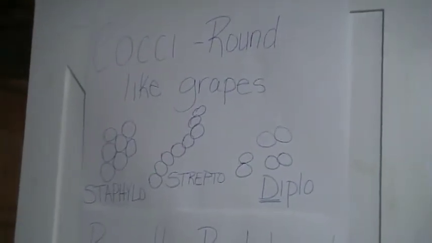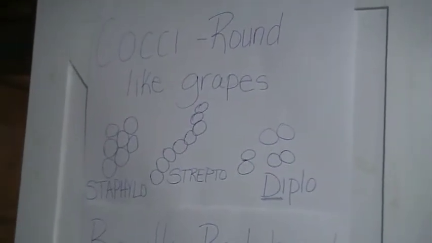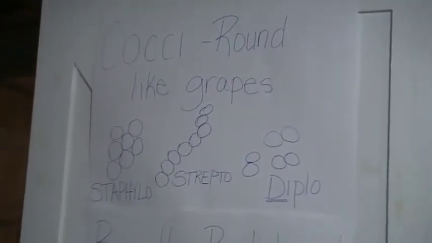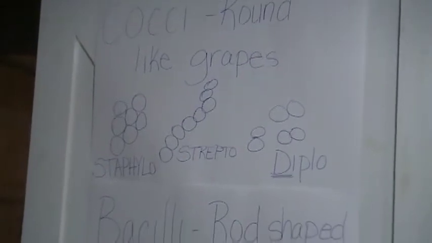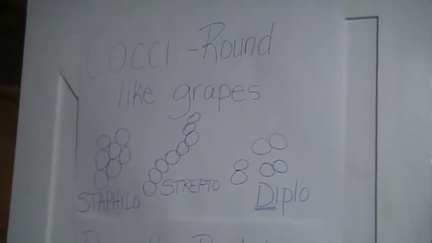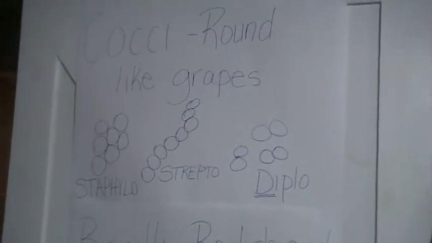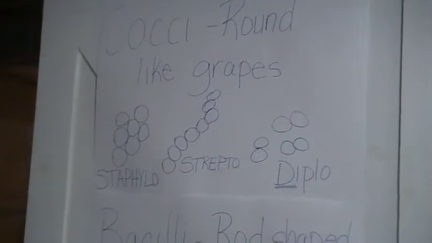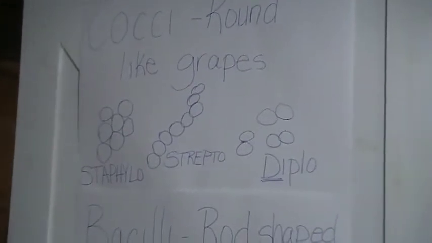Cocci are round. Okay. I actually have a handout for this, but I just kind of drew it up on here. Cocci are round. Think about the letters in the word cocci. They're round. The C's, the O. They kind of hang together like grapes.